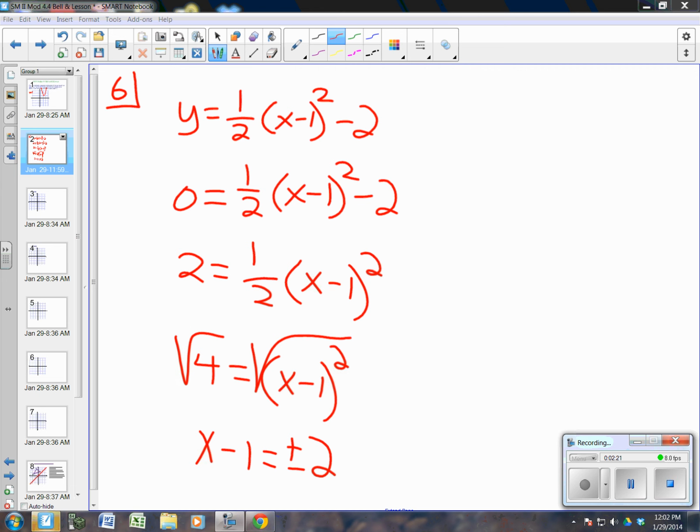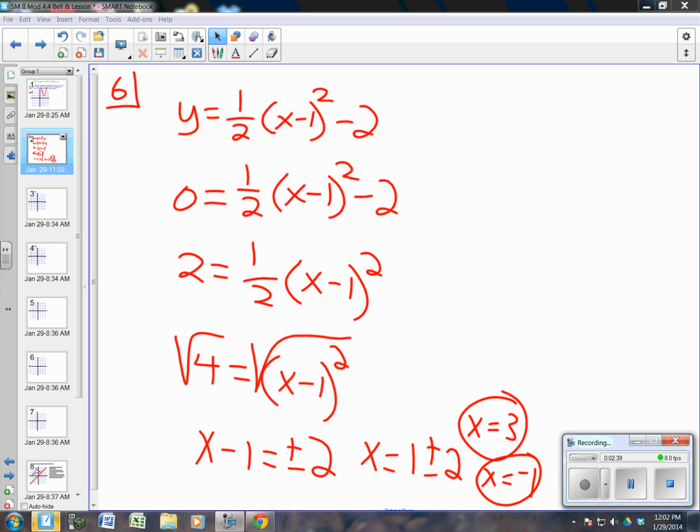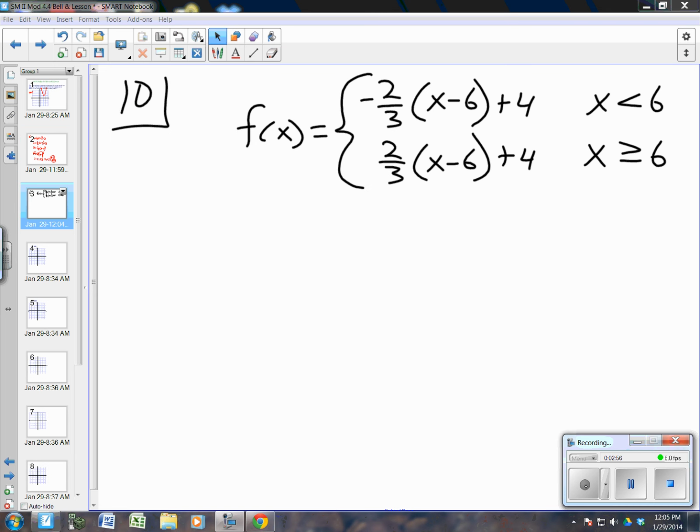So now I add 1 to both sides, and I get x equals 1 plus or minus 2. So my two answers are what? 3. And what else? Negative 1, right? Okay, so when it's in vertex form, it's actually easier to solve. It's pretty simple to solve them that way. I put a little note by that and say, if it's in vertex form, you just solve for x, something like that. Okay, are there any other questions you'd like to ask?